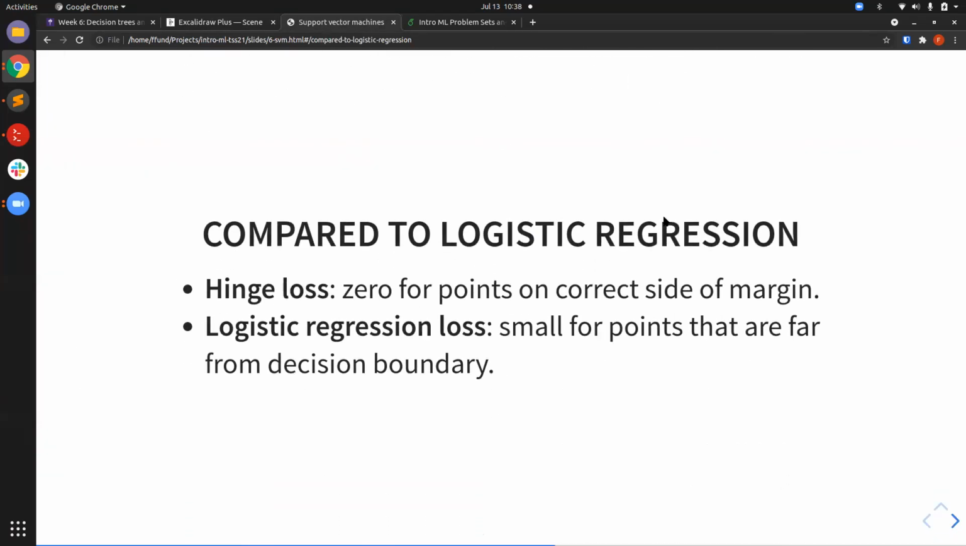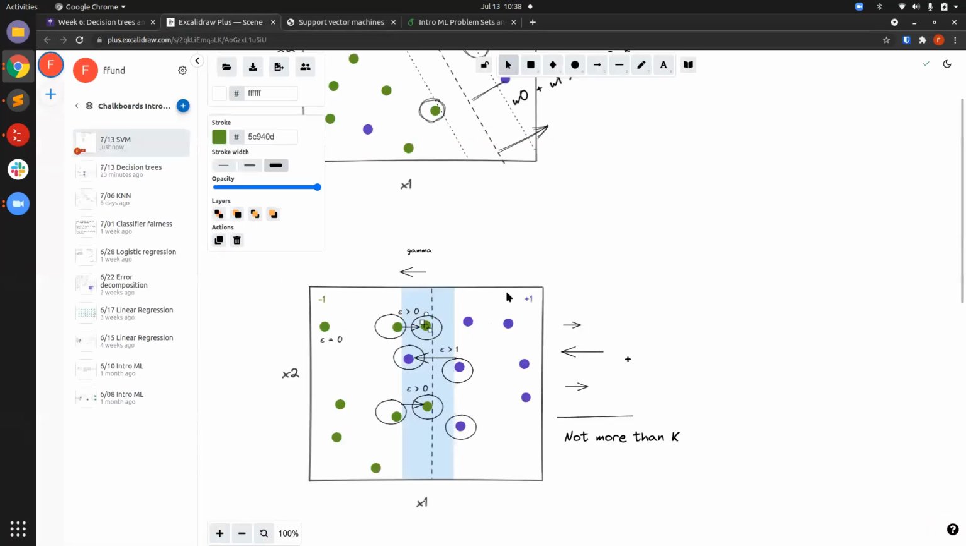This is in contrast to our logistic regression. For the logistic regression, we had gradually increasing loss as you move farther from the hyperplane. Here, we have loss only inside the margin, but if you're outside of the margin, you have no loss at all.